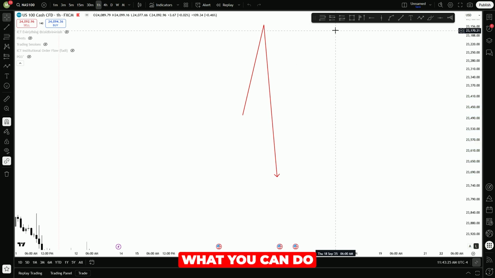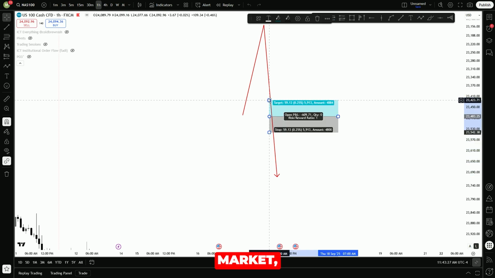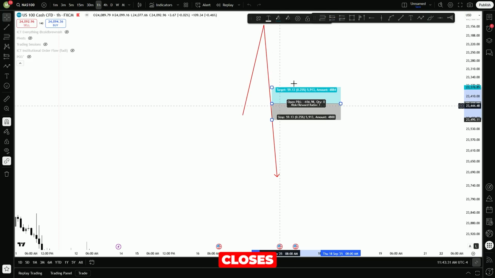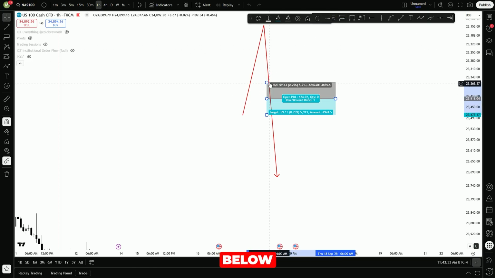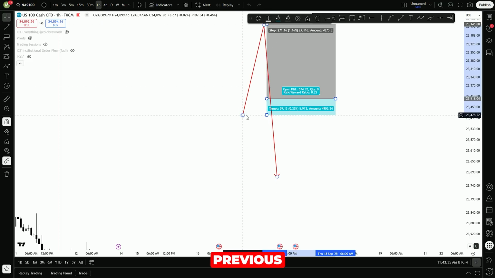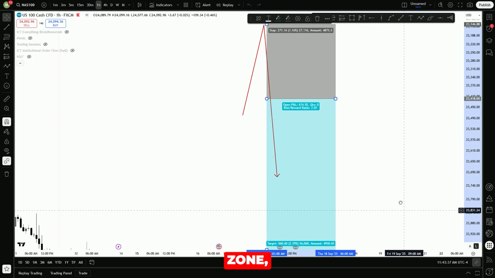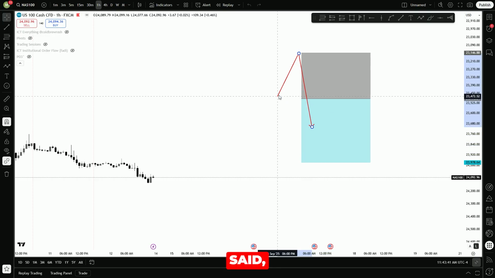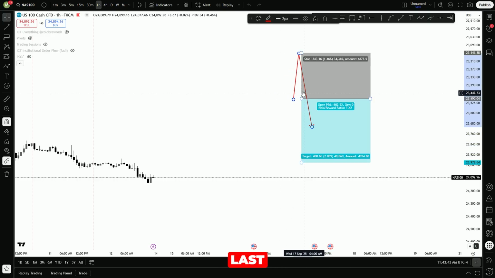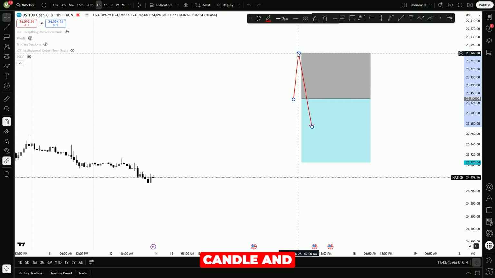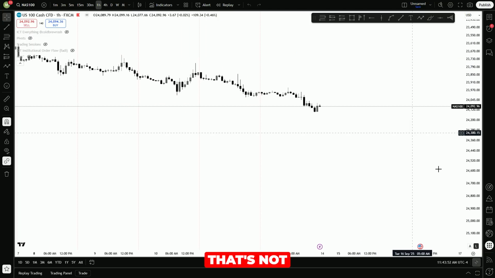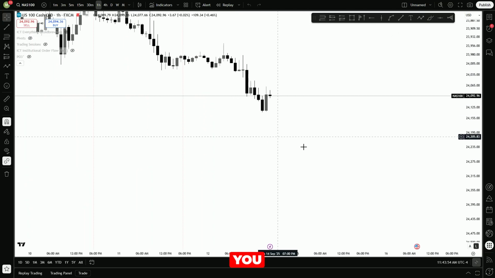On CISD, what you can do is enter on the market candle closure. As soon as a candle closes below the previous zone, the previous closed candles, you can enter in the market. Like say this is the last series of closed candles, and an FVG fills this area, so you can enter on this FVG. That's the main thing. That's not that complicated. I'm going to teach you just in a sec.